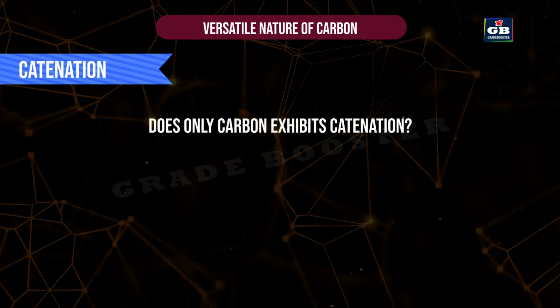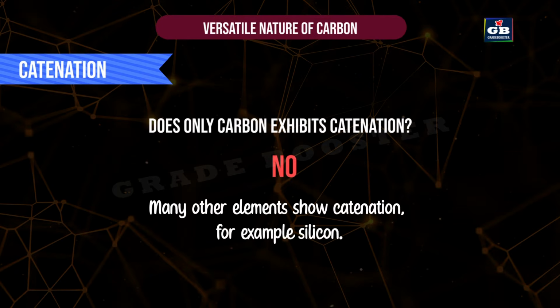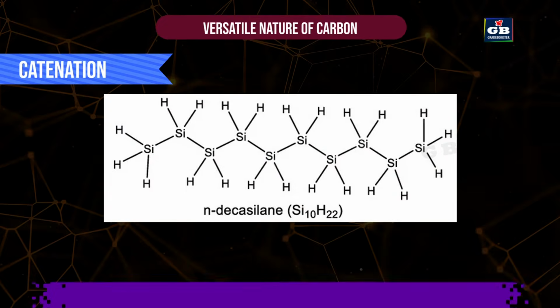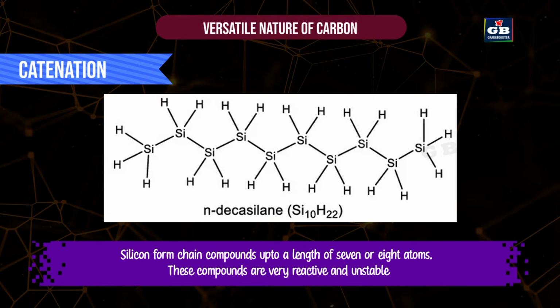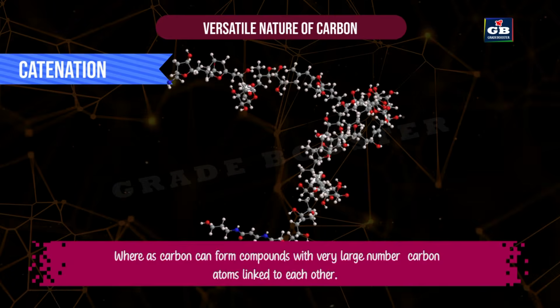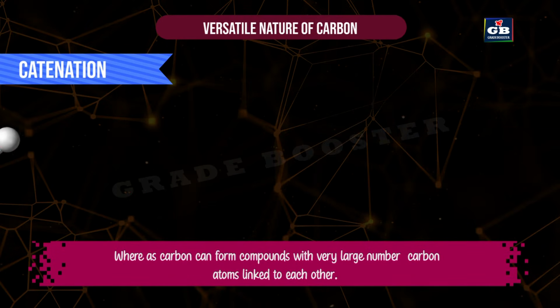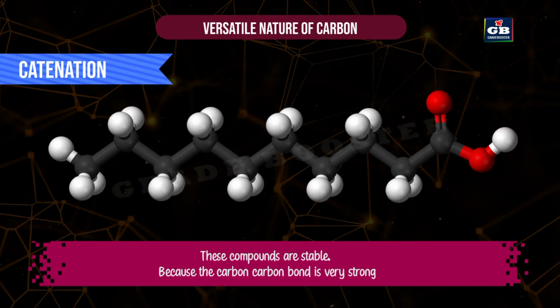Does only carbon exhibit catenation? No. Many other elements show catenation. For example, silicon. Silicon forms chain compounds up to a length of 7 or 8 atoms. These compounds are very reactive and unstable. Whereas carbon can form compounds with very large number of carbon atoms linked to each other. These compounds are stable because the carbon-carbon bond is very strong.